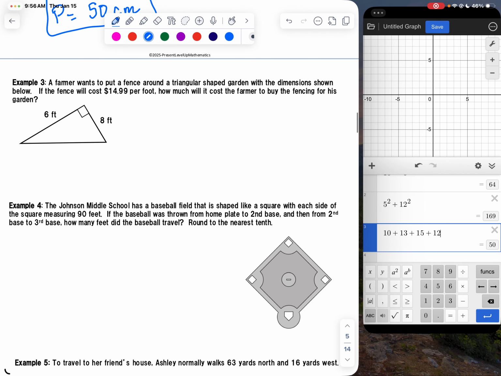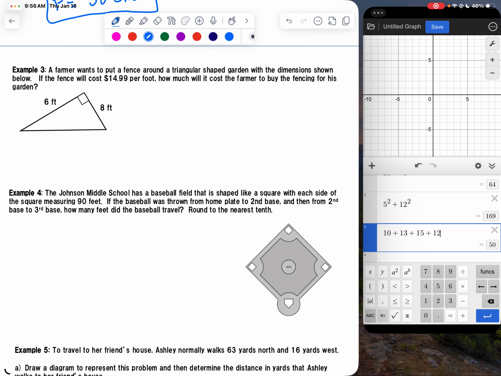All right, example 3. A farmer wants to put a fence around a triangular shaped garden with the dimensions shown. If the fence will cost $14.99 per foot, how much will it cost the farmer to buy the fencing for his garden? So what's going to happen here is he wants to put a fence all the way around his garden. And for each foot, it's going to cost $14.99. So when you're dealing with fence problems, you're almost always dealing with perimeter.